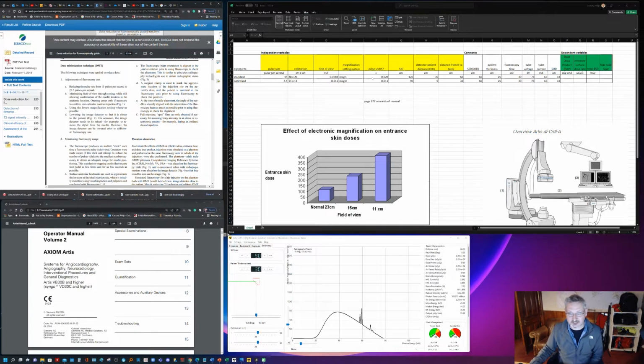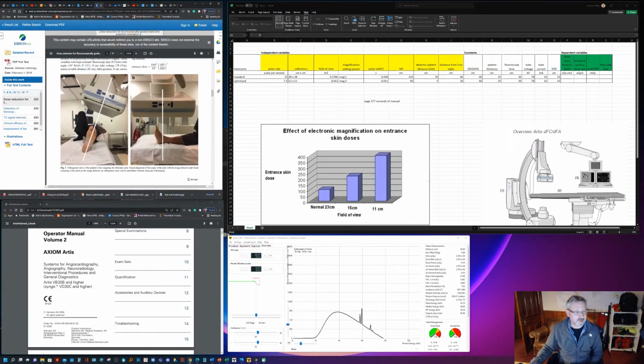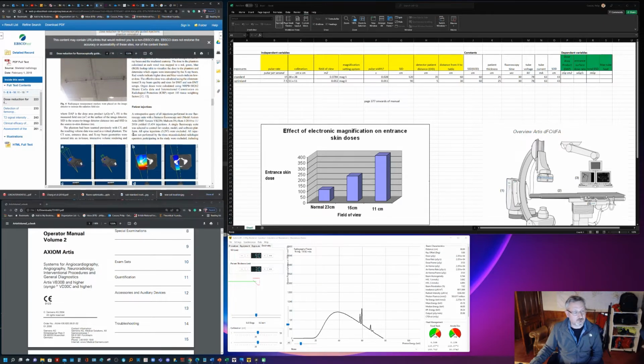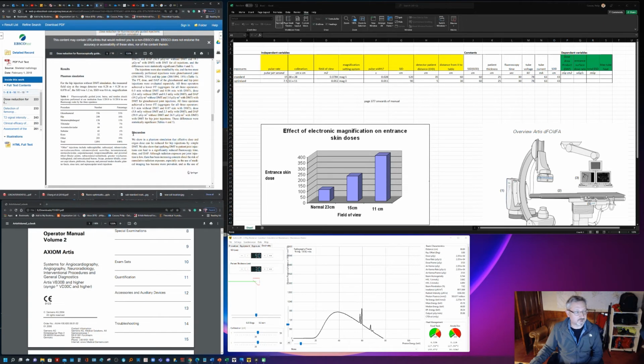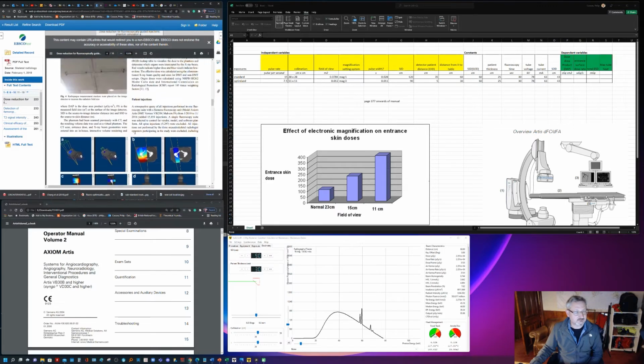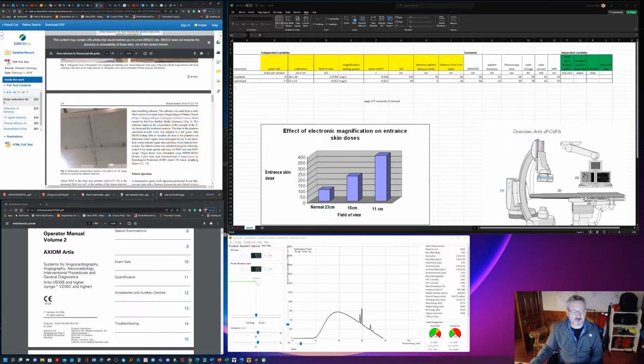I've created a spreadsheet where I've looked at the paper in detail. I've read the methodology, and from what they've described in their methodology, I've created a table here which has got the independent variables. So these are the things that they changed. I've put the constants that remained the same, the things that they stated remained the same, and the dependent variables, which are the things that they recorded and discussed in their results.